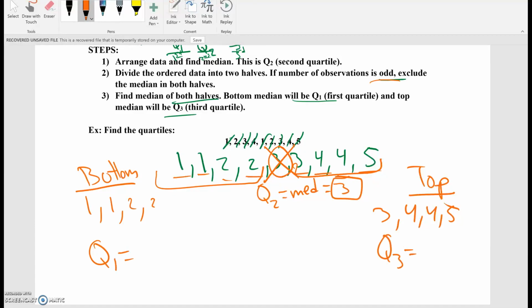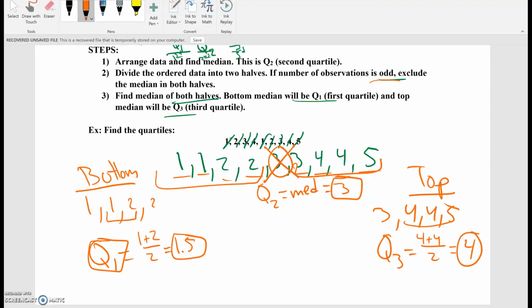Okay, so Q1 is going to be the median between these two numbers. So remember when we were talking about medians and we had an even number of data points, we're going to go ahead and take the average between the two. This is just going to give me 1.5. Okay, my other one, I'm going to just take 4 and 4 divided by 2. This is going to give me 8 divided by 2, which gives me 4. Okay, so these are my quartiles, 1.5, 3, and 4.